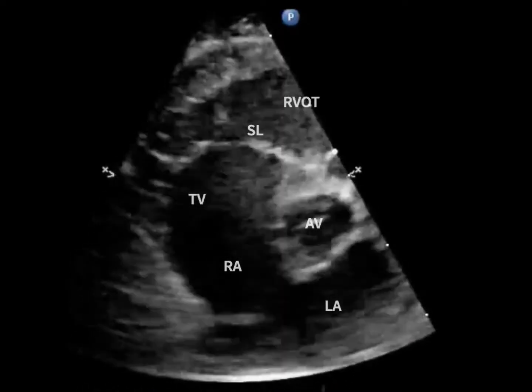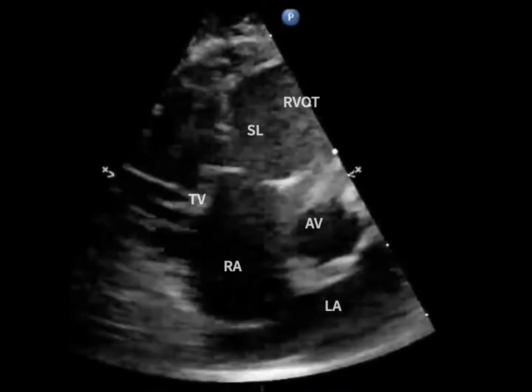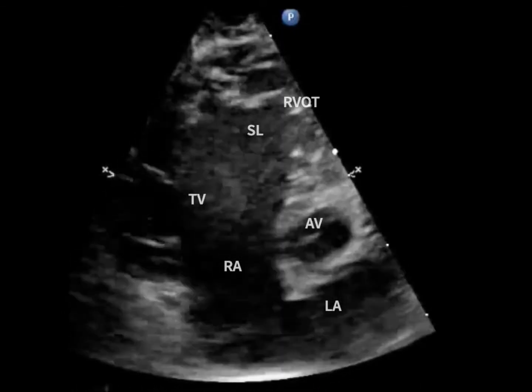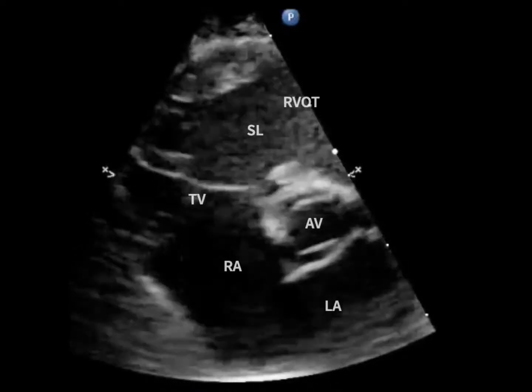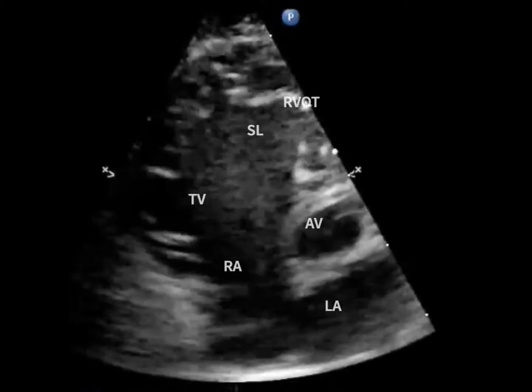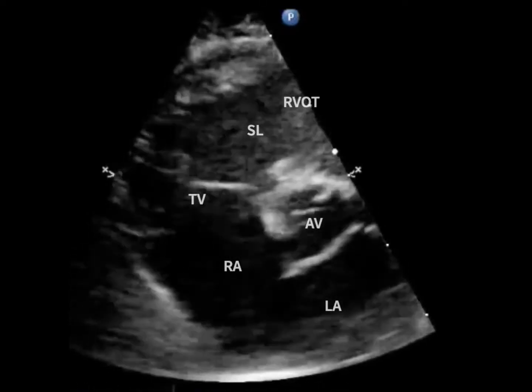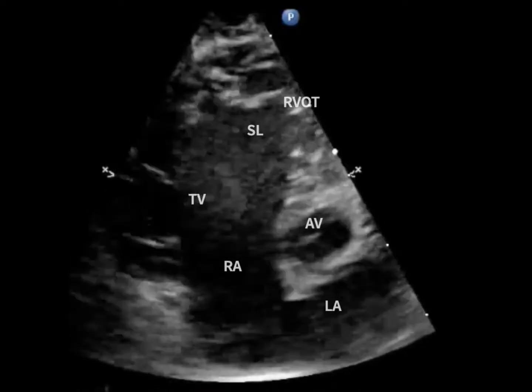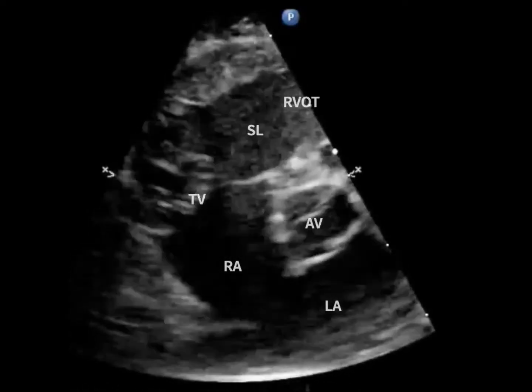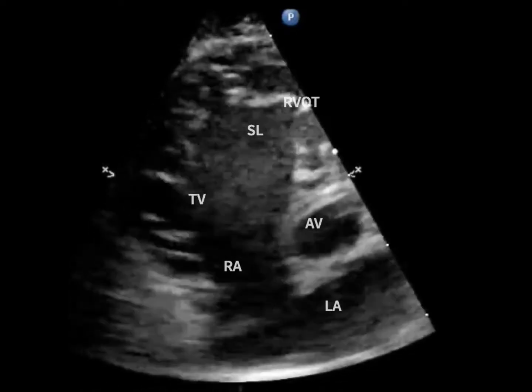After identifying the chambers, we can start to make sense of the picture. We can see the right atrium, and then we can see the displacement of the tricuspid valve leaflets into the right ventricular outflow tract. This echo is taken from a patient with Ebstein's. Obviously, we do more views to confirm our diagnosis.